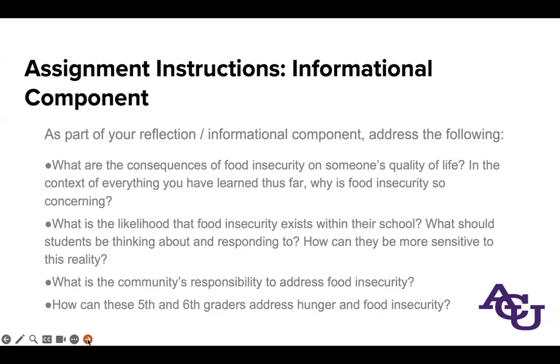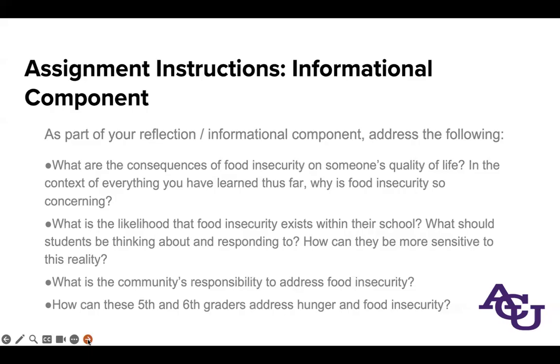What happens when you don't know where your meal tomorrow is coming from, or the next day, or next week? What does that do to your quality of life? In the context of everything that you've learned so far in nutrition and wellness, why is food insecurity so important and so concerning? What does it do to quality of life?